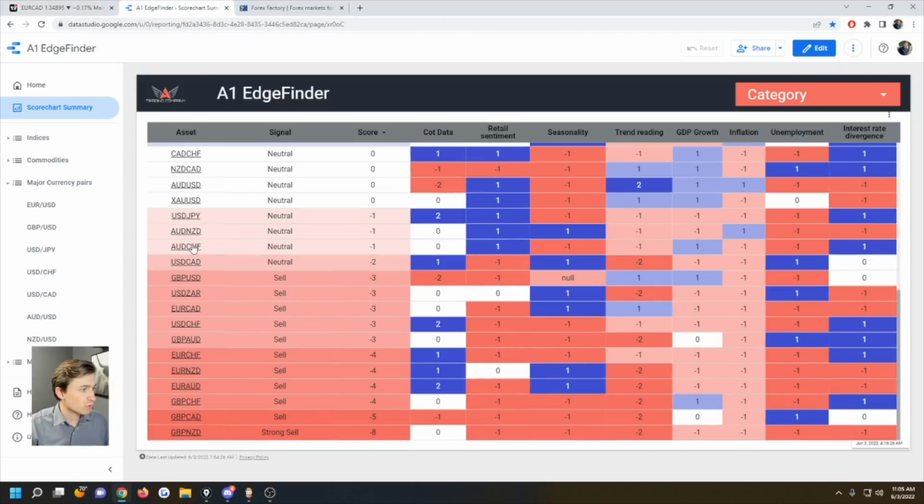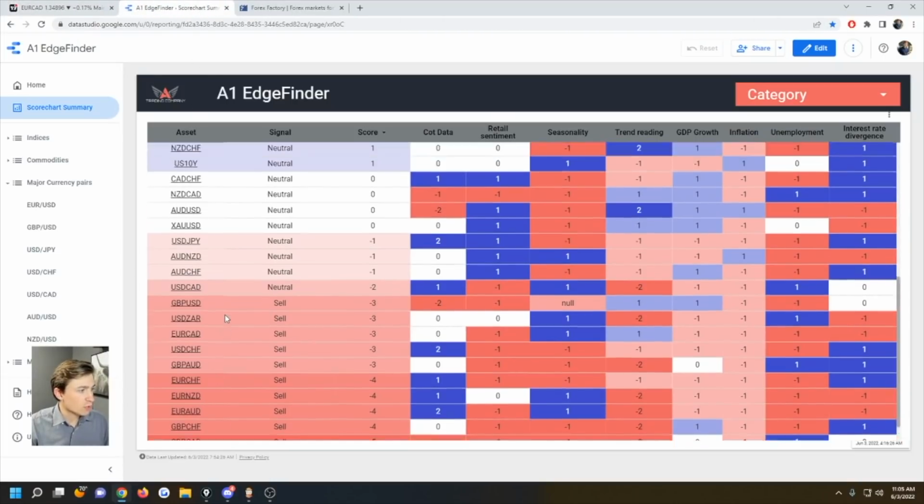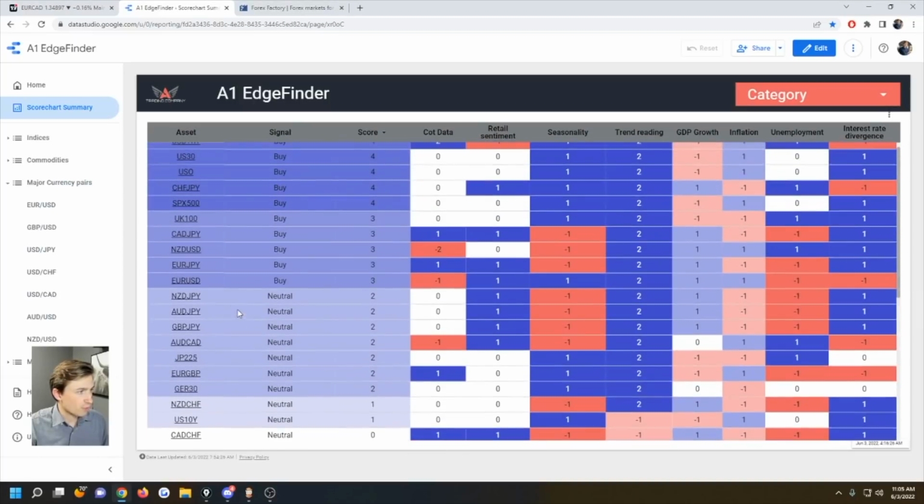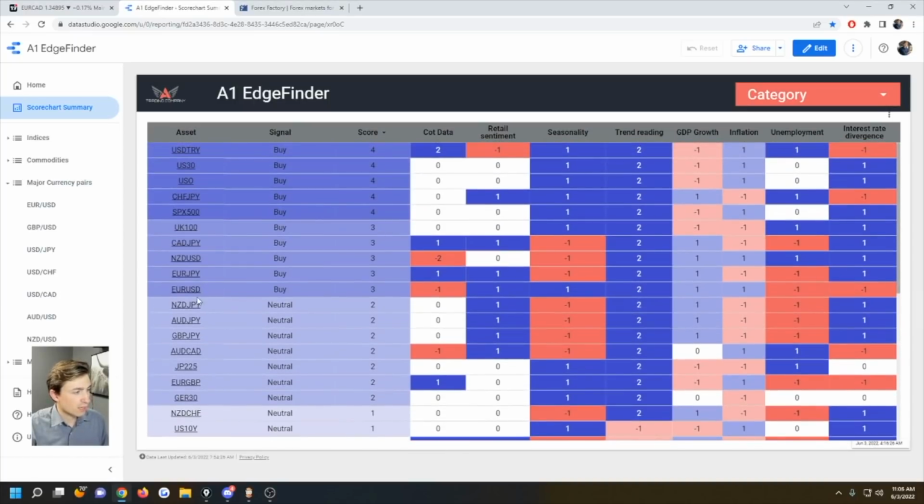This is a tool that we use. I want to show you something with euro-CAD. So this is the A1 Edge Finder. This is our proprietary market scanner that our team here at A1 Trading has built.